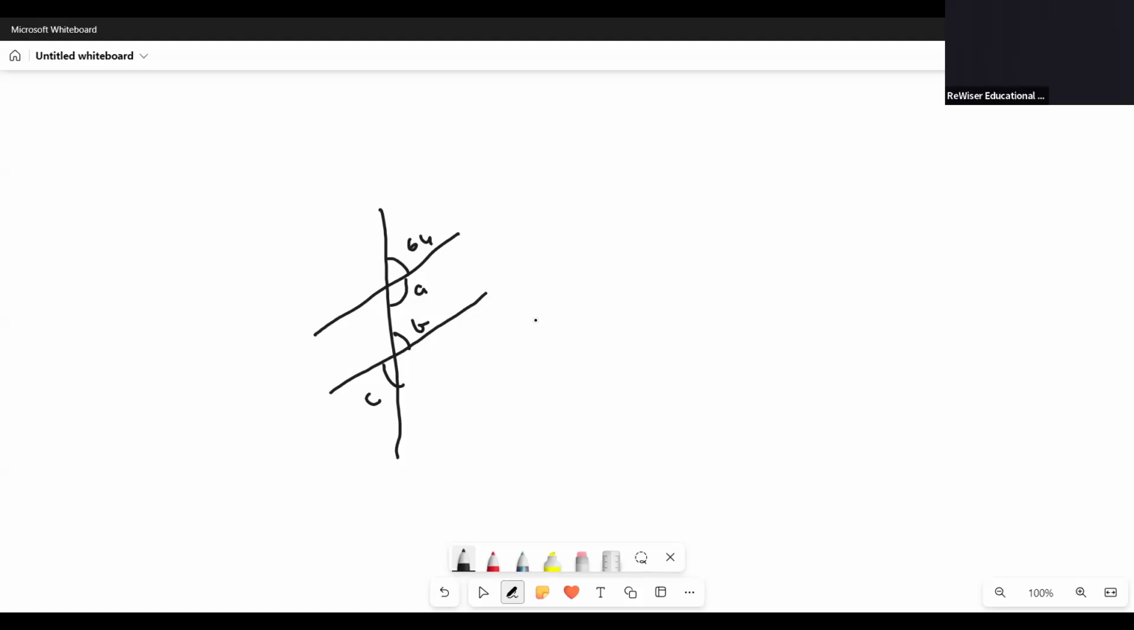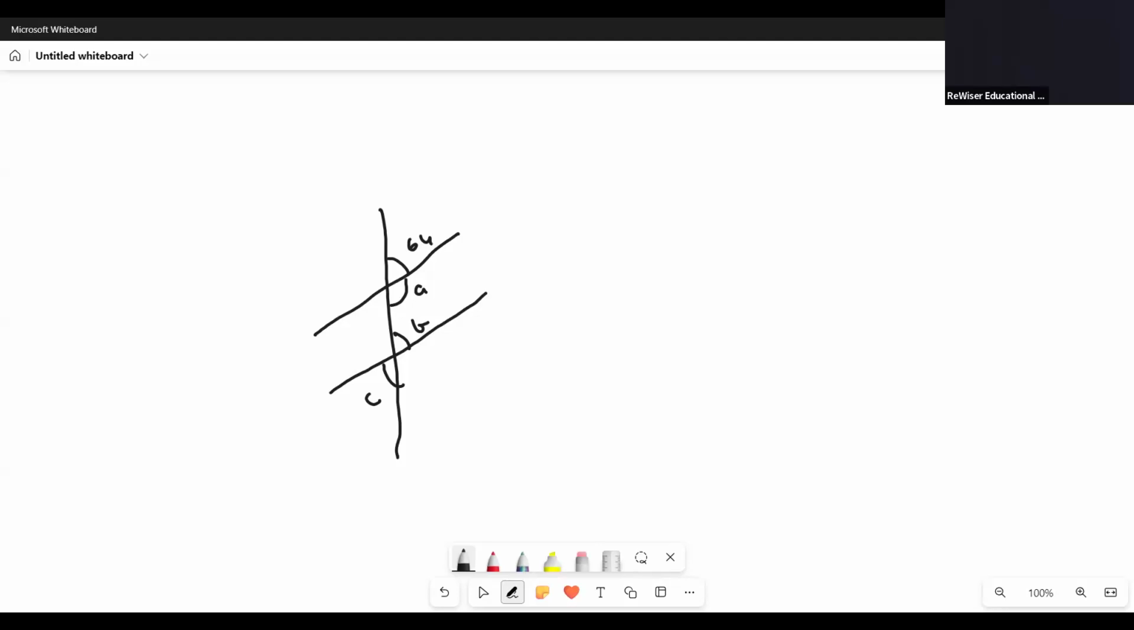Supplementary angles, right? If the sum of the angles is 180, it is supplementary angles, right? And the value of C? C is 64 because alternate angles, B and C. Vertically opposite angles, right? Yes, vertically opposite angles. The reason should be perfect, because if you miss out on that statement, it makes no sense, right?